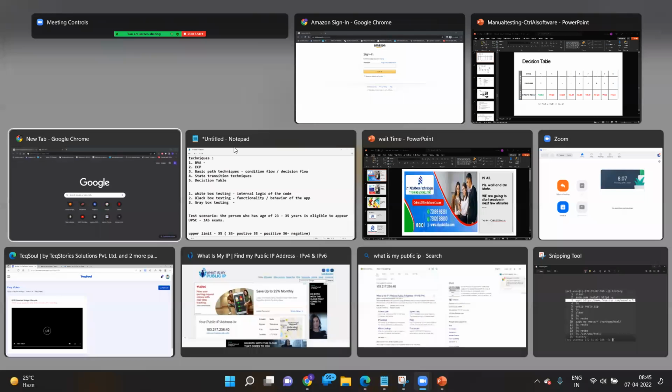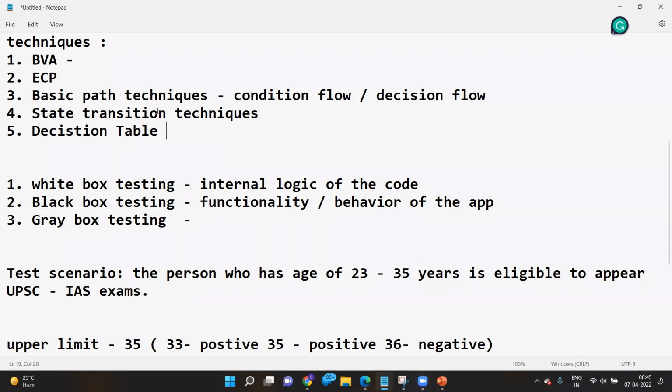So this is all about the various techniques we follow as a QA. Boundary value analysis, where we validate the different boundaries of the test scenario. The example I have taken here: a person who has an age of 23 to 35 years is eligible to appear for an exam. So we have taken an upper limit and a lower limit. Upper limit is 35 and lower limit is 23.